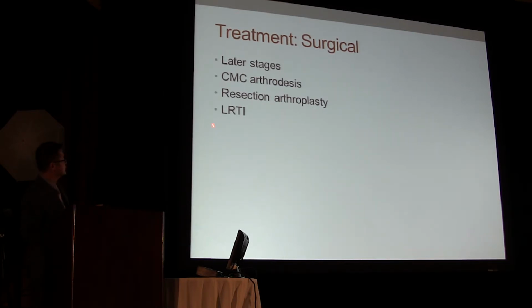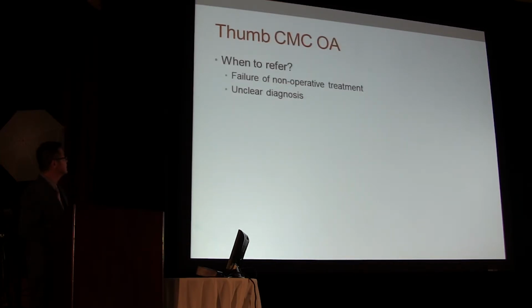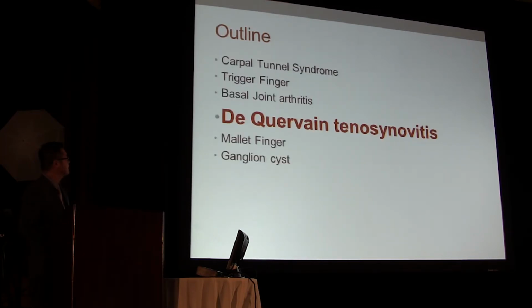In later stages, sometimes we do surgery for CMC arthritis. For people who are manual laborers, who put a lot of force into their CMC joints, we will do arthrodesis. We fuse it. But the mainstay for us is something called resection arthroplasty. Basically, we take out the trapezium, one of the bones, and then we suspend it in some fashion or put something in the space. So if you want to refer: failure of non-operative treatment or unclear diagnosis, once again, okay?